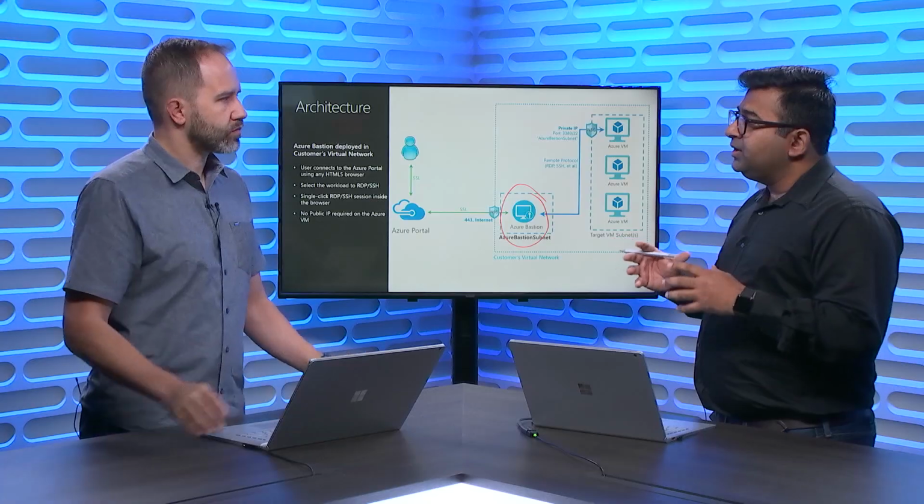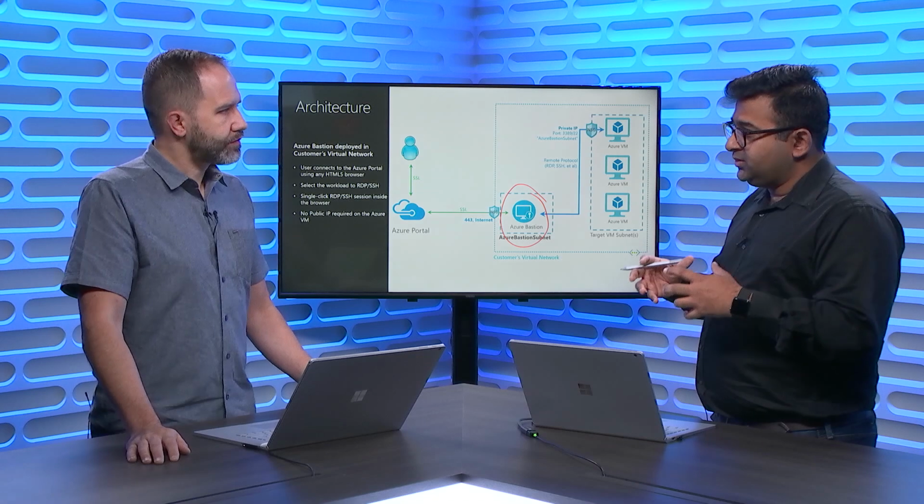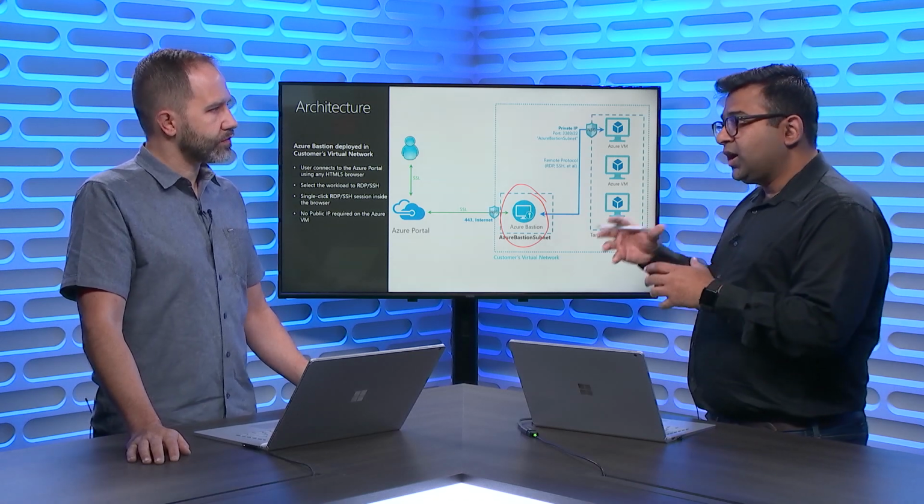Absolutely. And Azure Bastion will always give you an RDP or SSH session on your target VM's private IP address. So even if your VM had a public IP address for whatever reason, Azure Bastion will never hit that to give you a remote session. It will always use the target VM's private IP address.